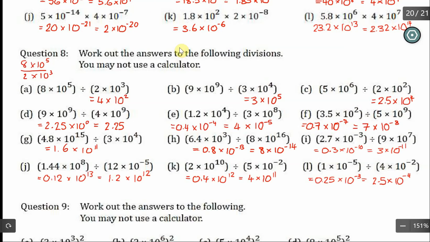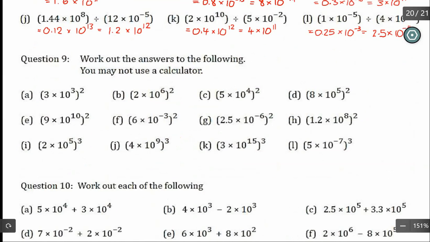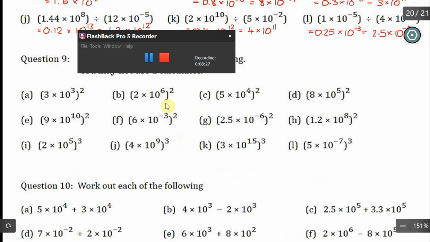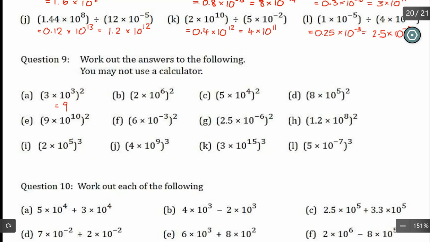Okay, there's the answers for you to mark. Question 9, similar to question 7 actually, in that we're squaring them, so we are timesing them by themselves, so we could think of it that way. The other way to do this is to square each part of the standard form. So we're going to square the 3 and get 9, and we're going to square the 10 to the power of 3, and if you remember, if we were just dealing with 10 to the power of 3 squared on its own, we could times these powers together and get 10 to the power of 6.